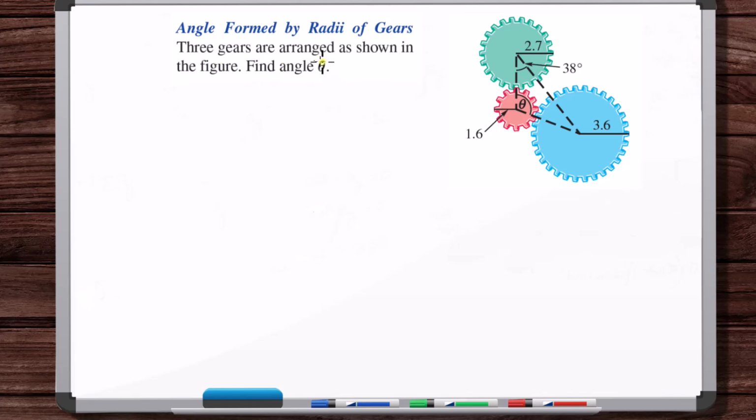Three gears are arranged as shown in the figure. Find angle theta. Okay, so we've got these three gears shown here.